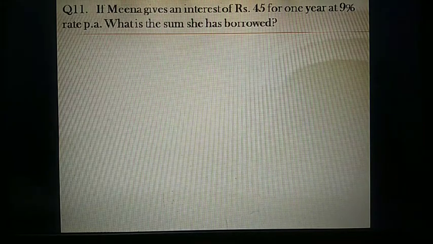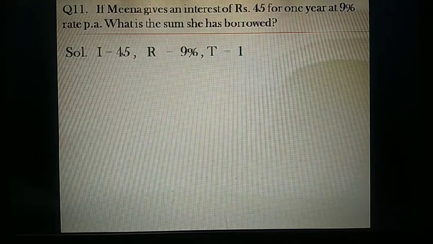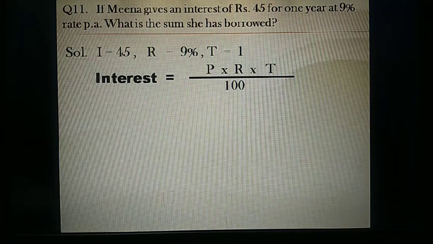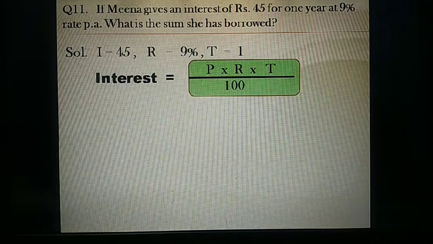Question number 11. If Meena gives an interest of rupees 45 for 1 year at 9% rate per annum, what is the sum she has borrowed? Interest of rupees 45 means interest is given to you. Rate is 9%. For 1 year means time is 1. What is the sum she has borrowed means you have to find the principal here. Again, the formula for interest is P into R into T upon 100.